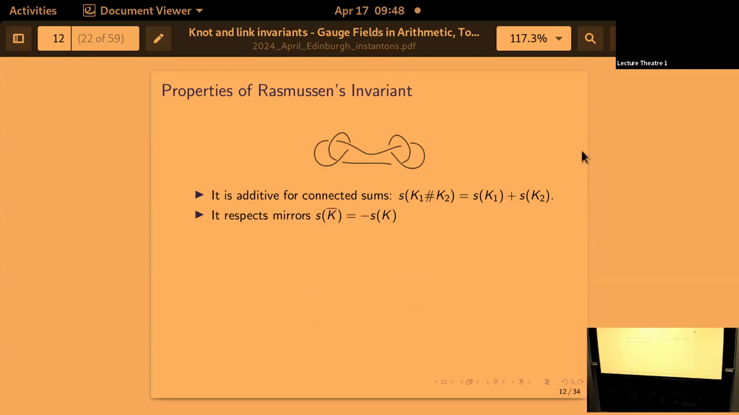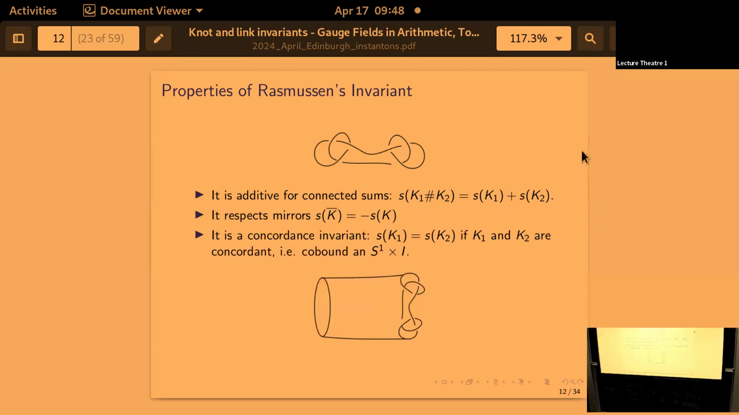So if you take a mirror, then the Rasmussen invariant is negated. And then the one that's most central to this is the concept of a concordance invariant. A special case of this involves the genus. Remember, the genus of K is about having your K sitting in S3 and looking at surfaces in B4 and asking what kinds of surfaces they can bound.